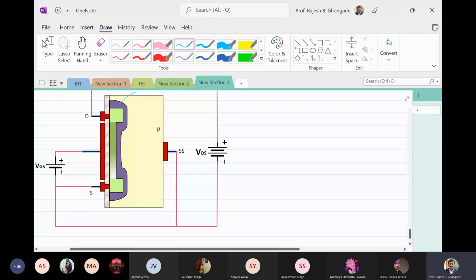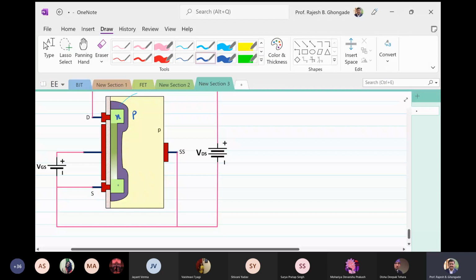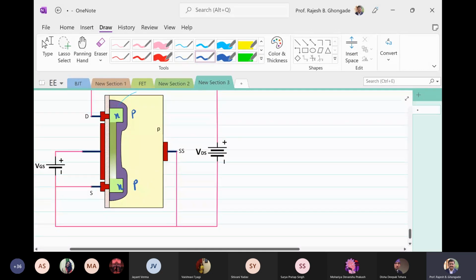So let us put it down somewhere. With some VDS positive, VGS at 0 and terminal SS directly connected to source, there are in fact two reverse biased PN junctions. So this is your N, this is your P. There are two junctions which are reverse biased. Why are they reverse biased, by the way?